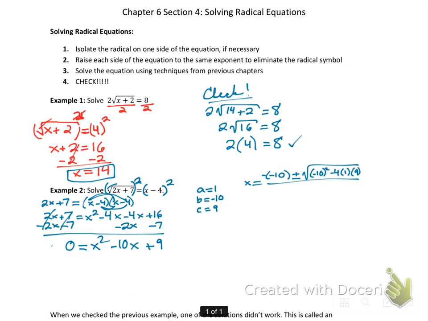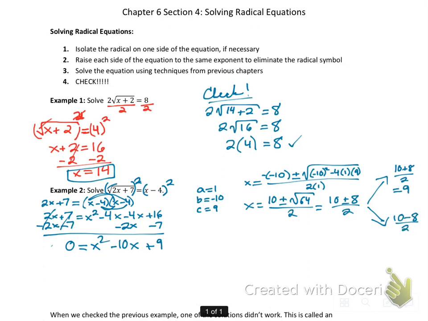It's all over 2 times 1. We simplify so that x is 10 plus or minus the square root of 64 over 2, and the square root of 64, nice for us, is 8. Well, remember we have to split this up into our positive and our negative version. So we get 10 plus 8 over 2, which is 9, and we get 10 minus 8 over 2, which is 1.